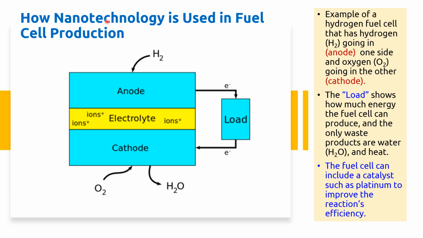Then, how is nanotechnology used in fuel cell production? How is it fabricated, and what are the design and the mechanism? For example, with hydrogen fuel, hydrogen H2 goes in at the anode on one side and oxygen O2 goes in on the other side, the cathode. When loaded from positive charge to negative charge, it shows how much energy the fuel cell can provide, with low waste products of water and heat. The fuel cell can include a catalyst such as platinum to improve the catalytic performance.